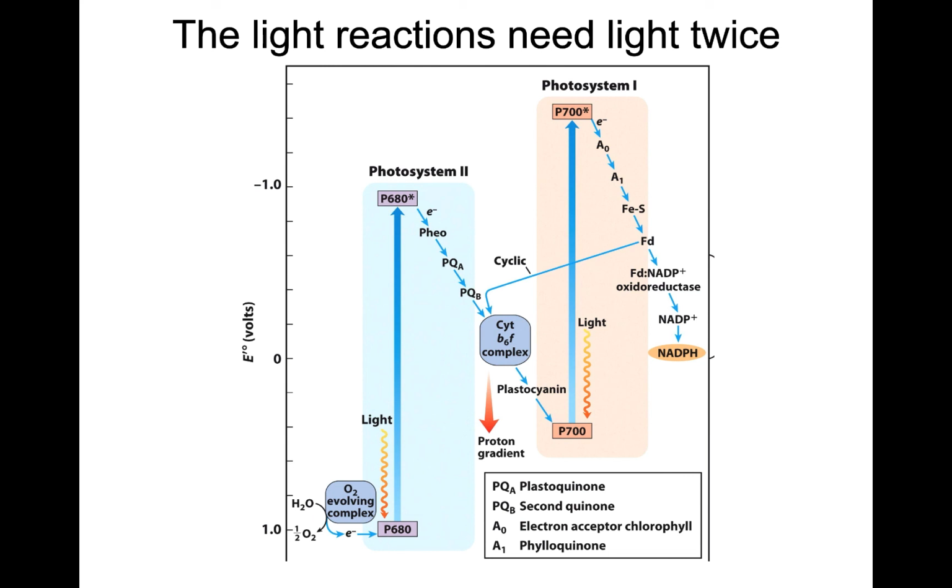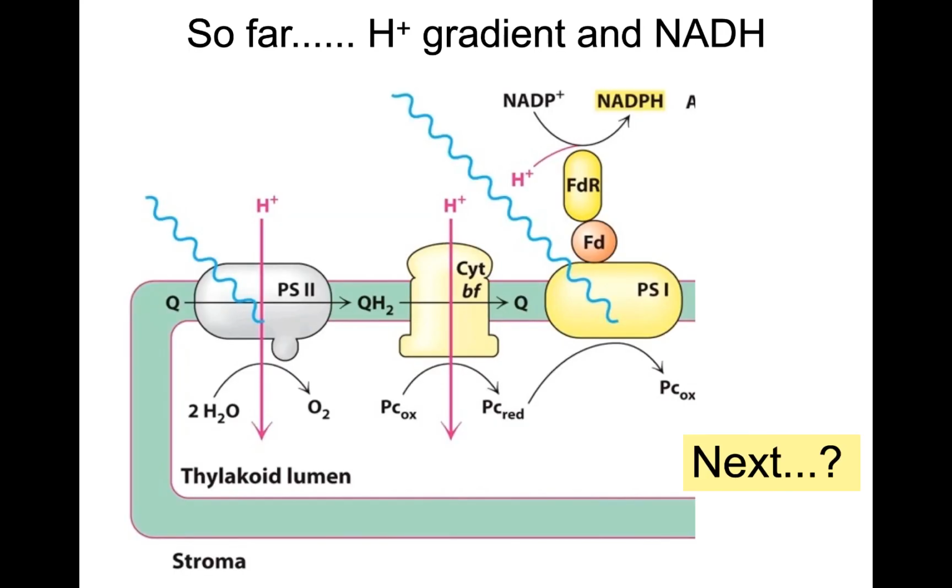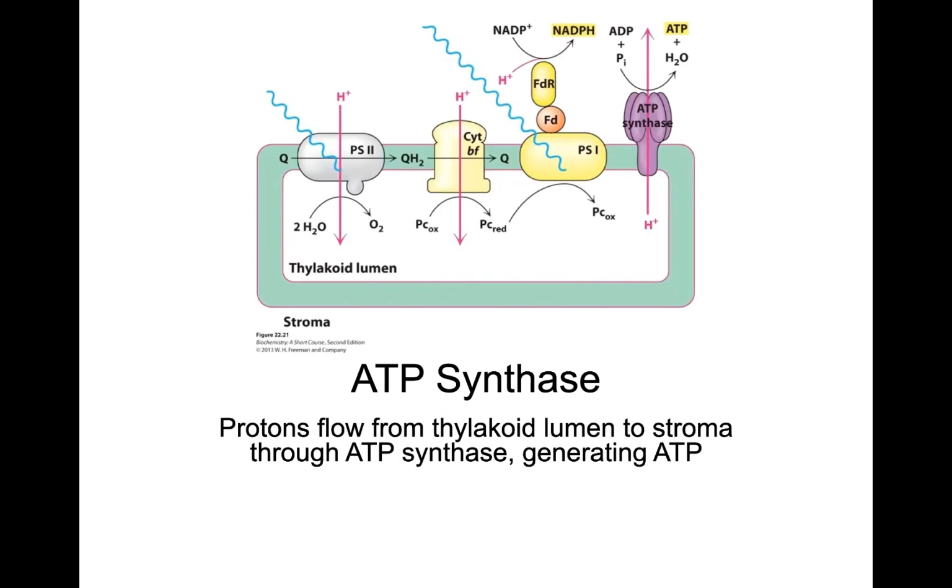Here is a nice summary of what's happening. The light reactions need two bursts of light, one that excites the electrons of P680, and one that excites the electrons of P700. So what we have now is two things. We have a proton gradient that has accumulated within the thylakoid lumen, and we have NADPH that is accumulating out here. So the next step is, well, let's use this proton gradient, this proton motive force within the thylakoid lumen.